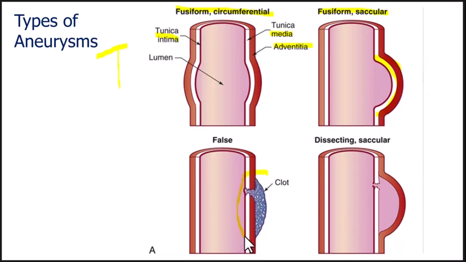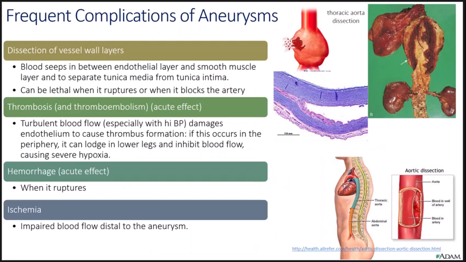A false aneurysm is a bit different. This is where there is an extravascular, so outside the vessel, hematoma. So it can look like an aneurysm, but it doesn't behave like an aneurysm. And this here is showing you a dissecting form. And you can see the dissection or the tearing of those two inner layers, the intima as well as the media. And so just please remember that a true aneurysm really does affect the three layers of the vessel wall.